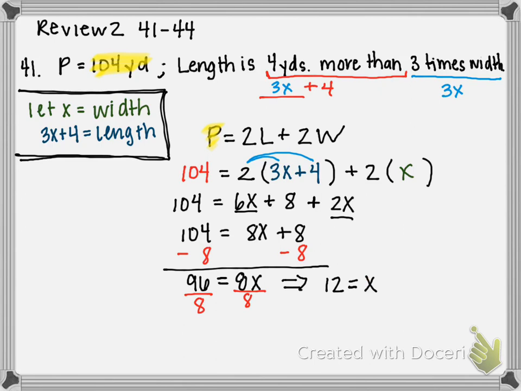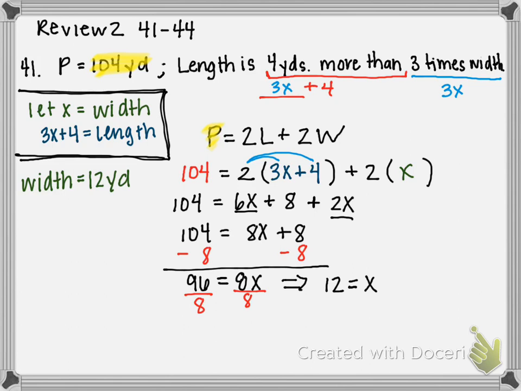So if you look back at your problem, you're told to find the length and the width. That is the last sentence of your word problem on the test review. So x is our width. So we've figured out that our width is equal to 12 yards. But we still need to figure out the length.